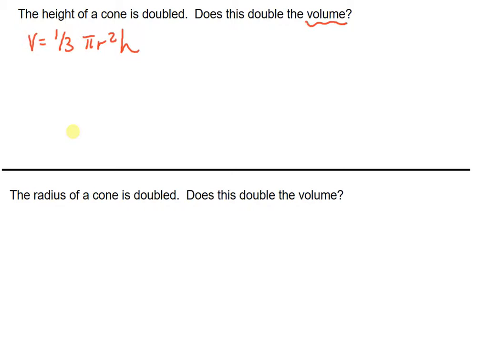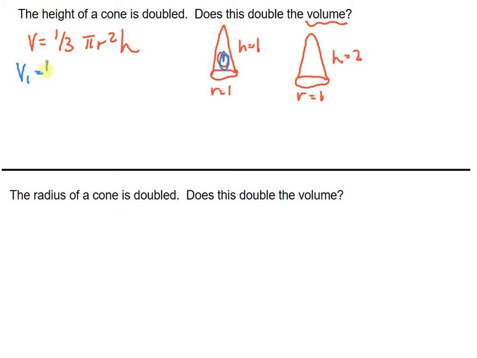Okay, so let's just draw our cone. We'll put radius equals 1 and height equals 1. And then cone 2 is going to be the same as last time. Radius equals 1, and then height this time equals 2, because we're going to double the height. Okay? So let's make the first one blue. Blue. Volume of number 1.